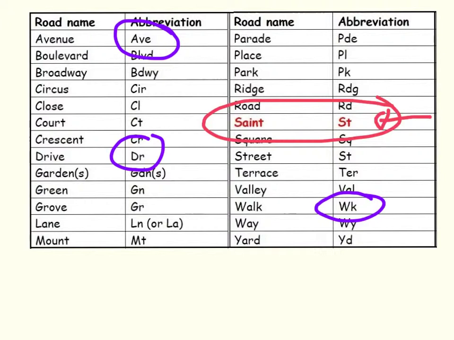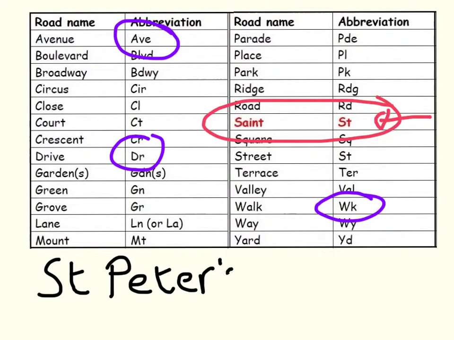You wouldn't write the full name Saint, you would write the abbreviated form. For example, you might have to write St. Peter's Avenue, and you'd write it like this. So Saint is abbreviated to ST. You won't get that mixed up with the abbreviation for street because this, as you see here, is at the beginning of the street name. And when you see ST at the beginning of the street name, you know that that stands for Saint.